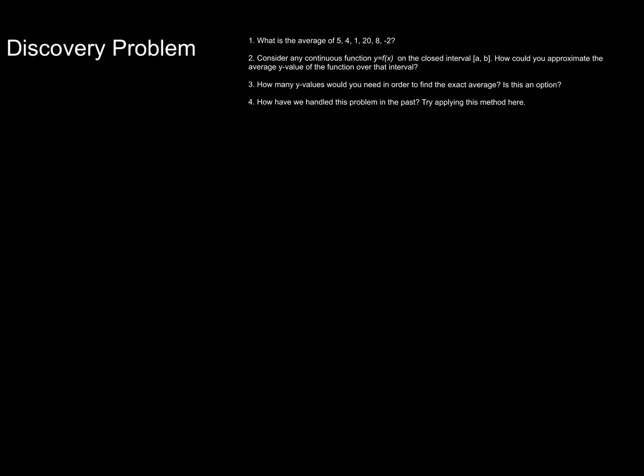But things get a little more complicated when we want to consider a continuous function, y equals f of x, on a closed interval from a to b. And we'll start off by just thinking, how could we approximate the average y value of the function over that interval? So here's the idea. Similar to how we found the average of these numbers, if we can take a sample of the y values from our function, then we can find the average of that sample, same way we did here. And that will give us an approximation. And then we can think about, based on that approximation, what would we have to do to make our approximation perfectly correct.